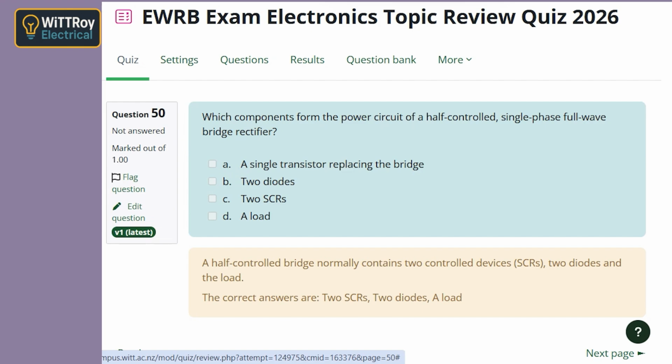Let's work through it. A half-controlled single-phase full-wave bridge uses 2 SCRs and 2 ordinary diodes with the load completing the power circuit. Half-controlled means only half of the 4 bridge arms contain controllable devices. The firing angle of the 2 SCRs controls the average output. So I should choose 2 SCRs, 2 diodes, and a load. Yes, that's it. A half-controlled bridge normally contains 2 controlled devices, SCRs, 2 diodes, and the load. I see, a half-controlled bridge uses 2 SCRs and 2 ordinary diodes.